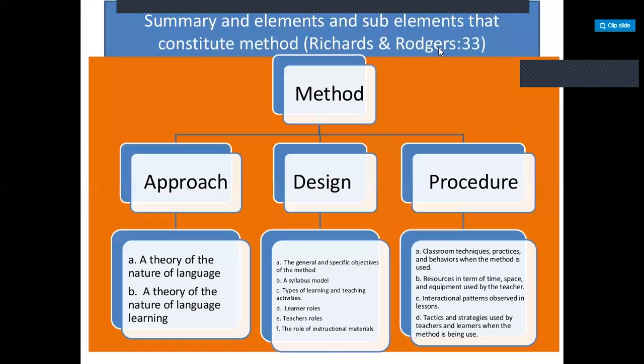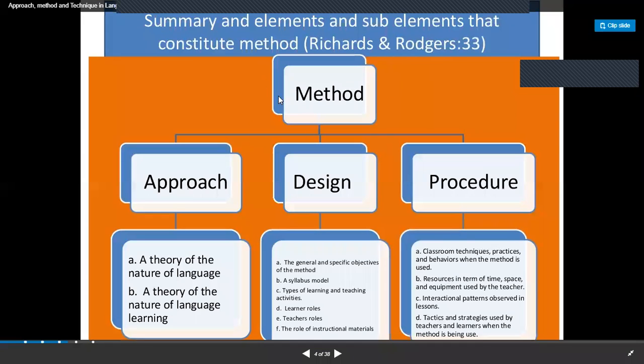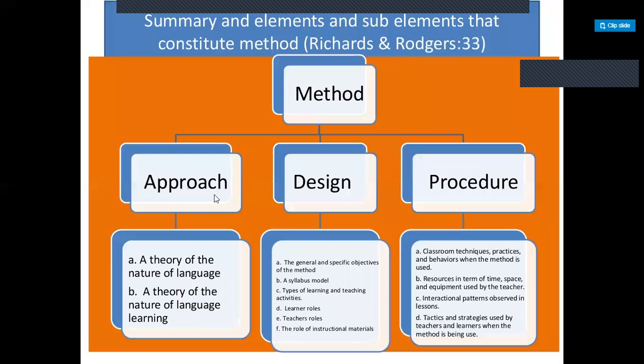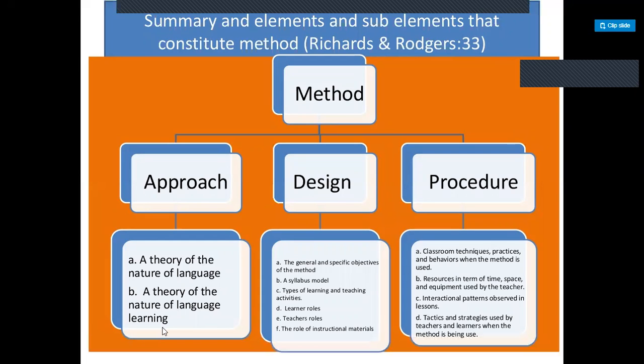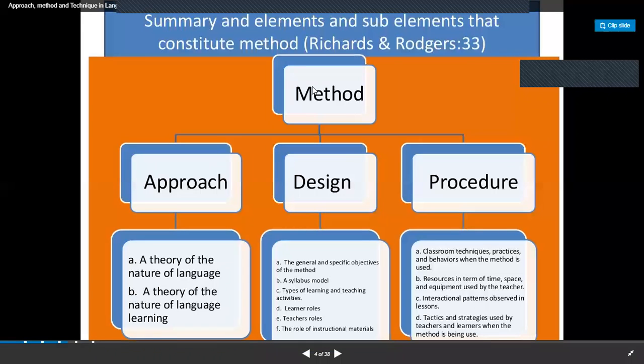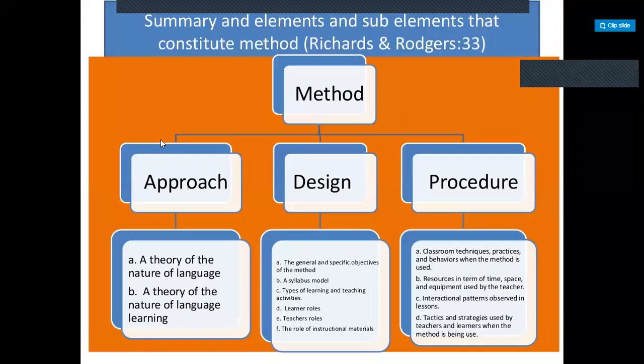Yeah, what Richards and Rogers say is that the method in this case is going to be based on what the approach says, right? So for example, let's take the traditional method. The traditional method says that there's a theory of the nature of language, that the nature of language is just receptive, right? And the theory of the nature of language learning is related to grammar and translation. That's it, right? So the method contains some aspects from the theory, but this theory belongs only to the approach. That's it. Now I remember that. Okay.